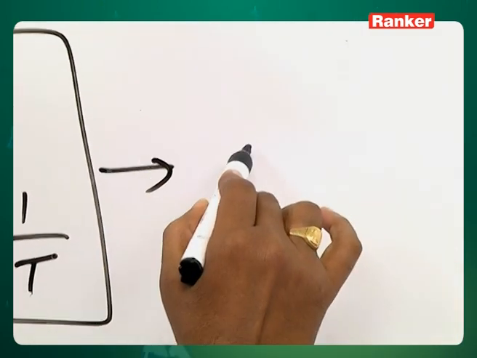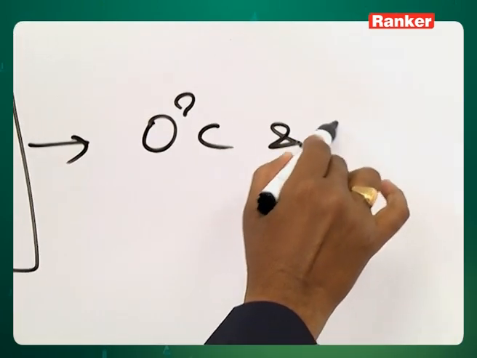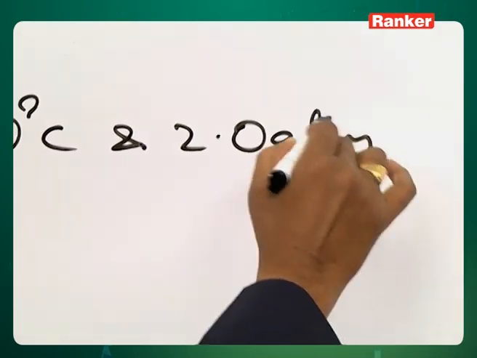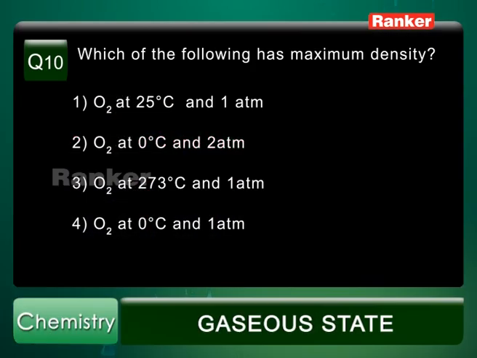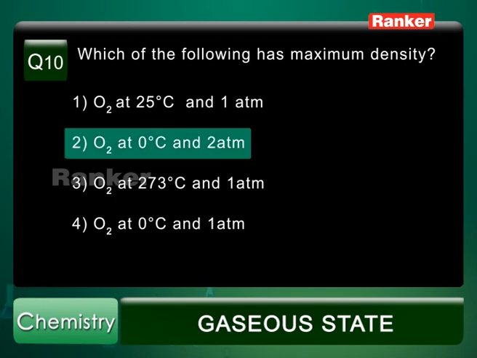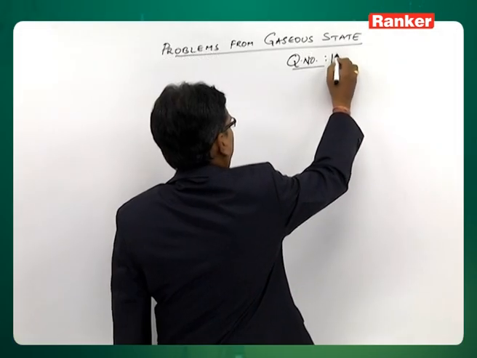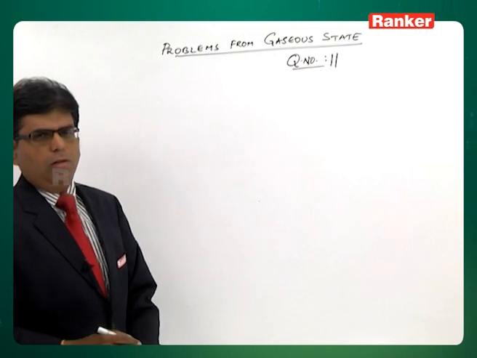So, it is 0 degrees Celsius and 2 atmospheric pressure. This is the condition. So, the correct answer is the second option. Now, we go to question number 11.